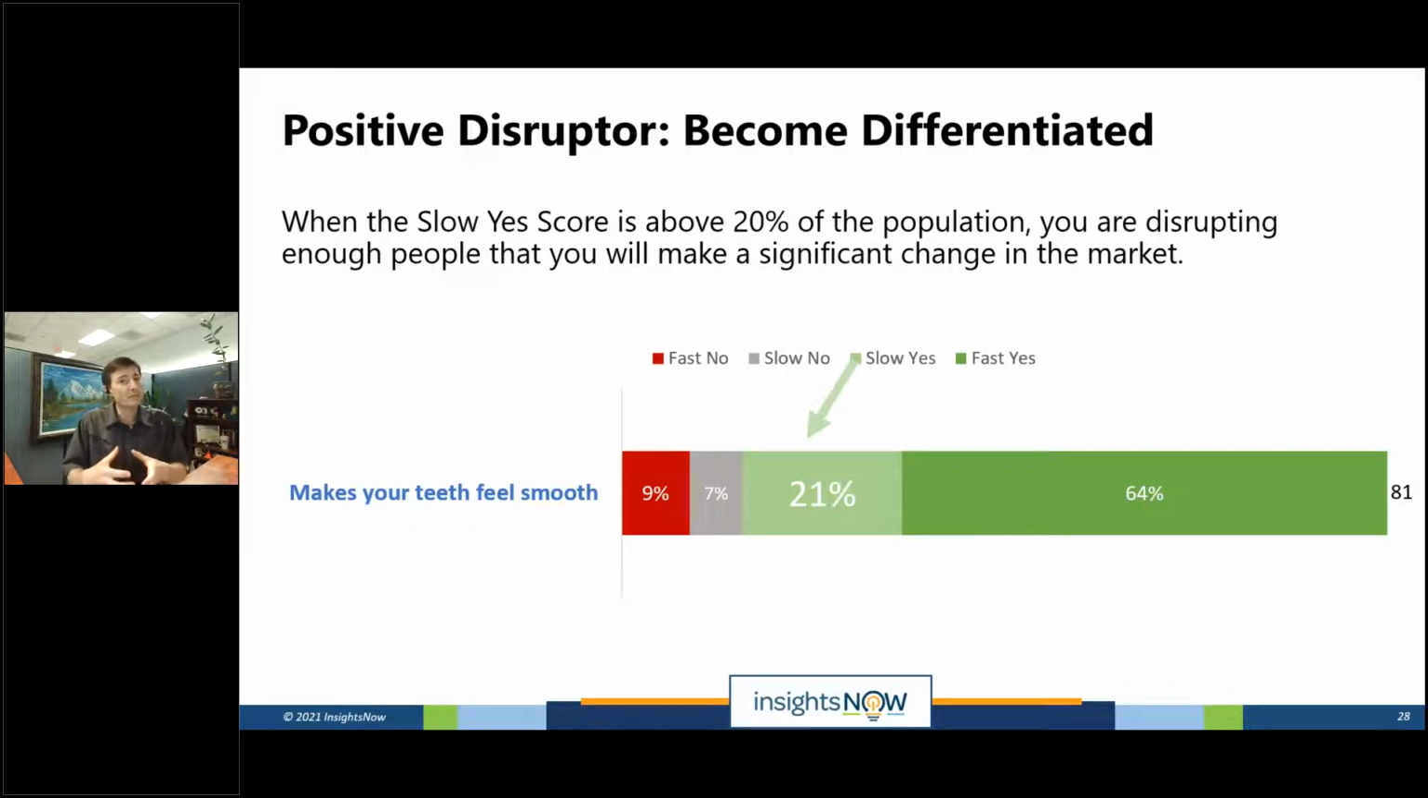So you get the product into their consideration set, start disrupting how they make decisions and get them to choose something different. So a wonderful example of becoming differentiated on the market by looking for these patterns, 20% or more.